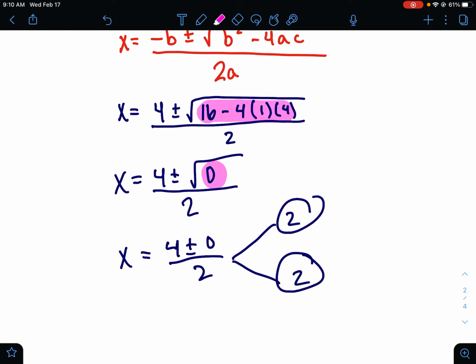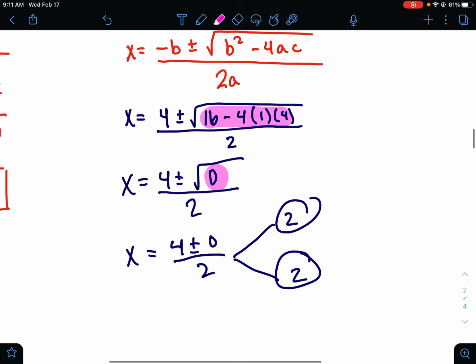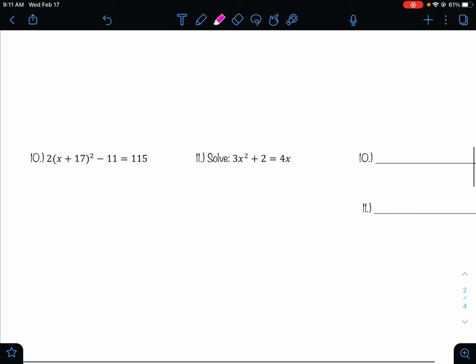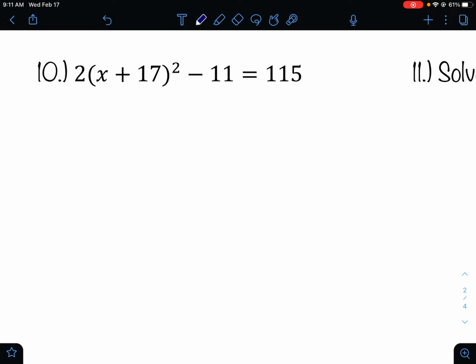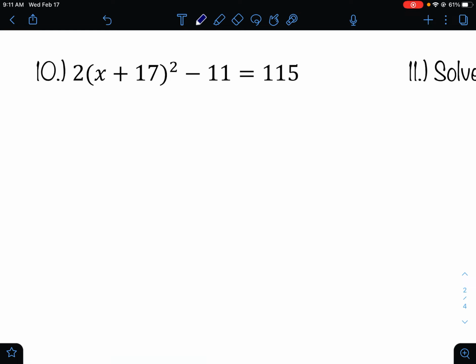Because the discriminant was a 0, that tells us we're going to get one real solution. We'll play around with more of the discriminant a little bit later, because that is outcome 8. Let's go down here. We also did number 10 in class the other day, so I'll breeze through this a little bit quicker here.